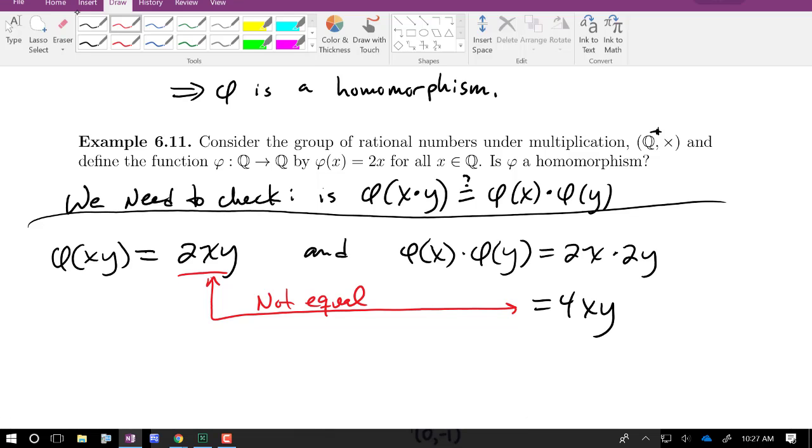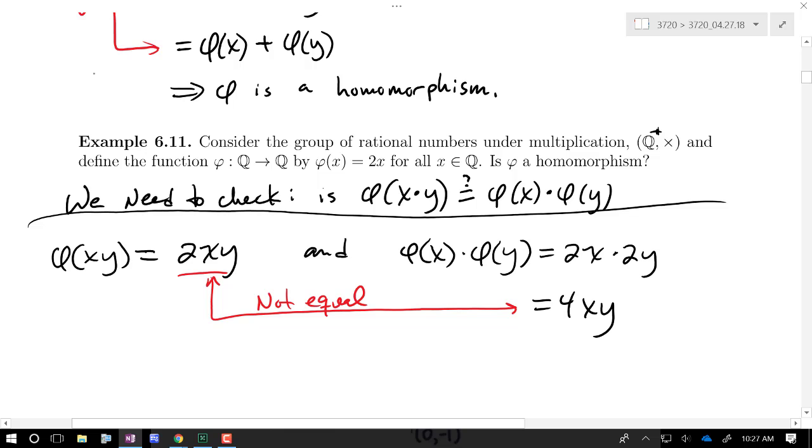And because we got different results when we found phi of x times y versus phi of x times phi of y, they did not give us the same result. That means in this case, phi is not a homomorphism.